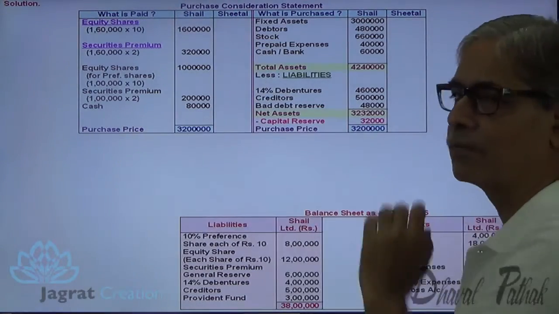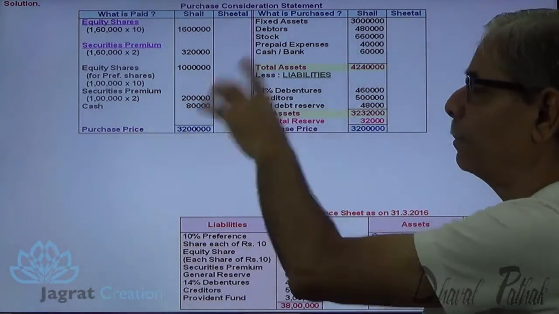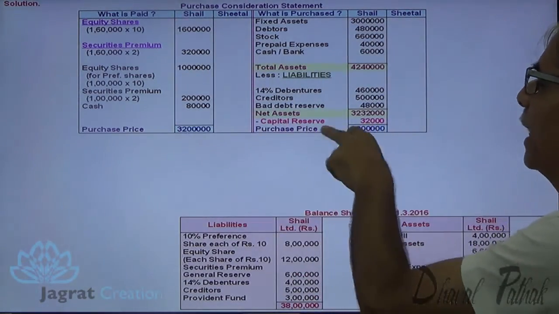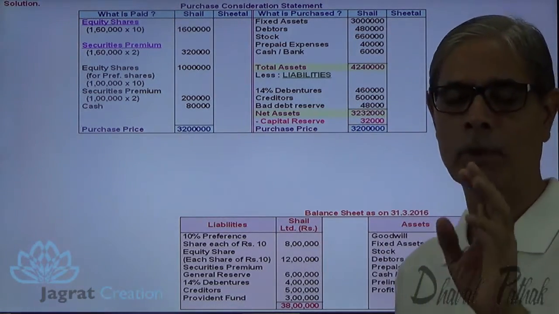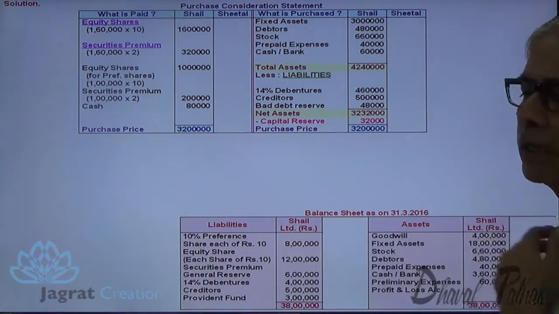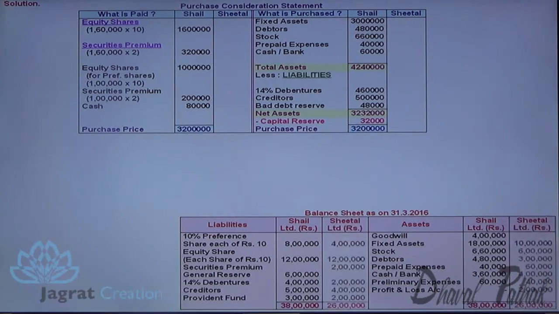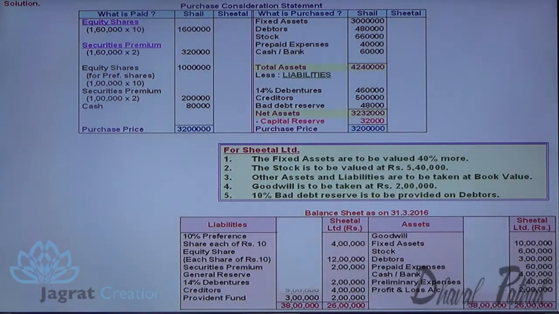So purchase price is worked out on the basis of total payment method. So this is one way to work out the missing item on the net asset side. The missing item on the net asset side may be goodwill or capital reserve. Here it is capital reserve. Now we are required to prepare in the same way the purchase consideration statement for the other company, Sheetal Ltd. So now I will consider this Sheetal Ltd.